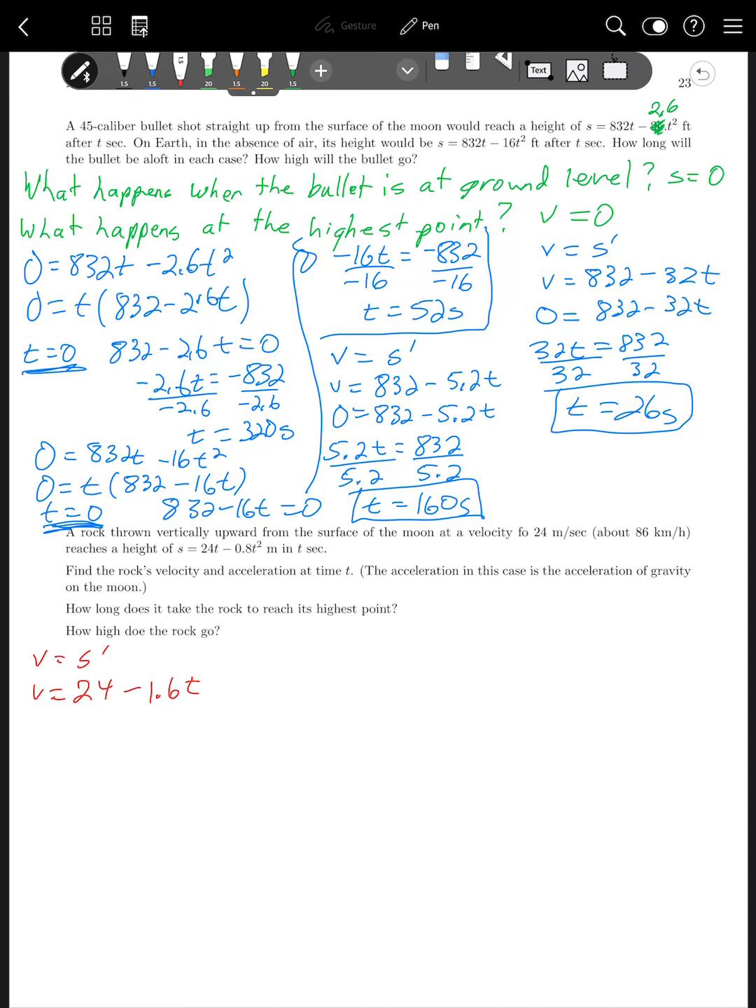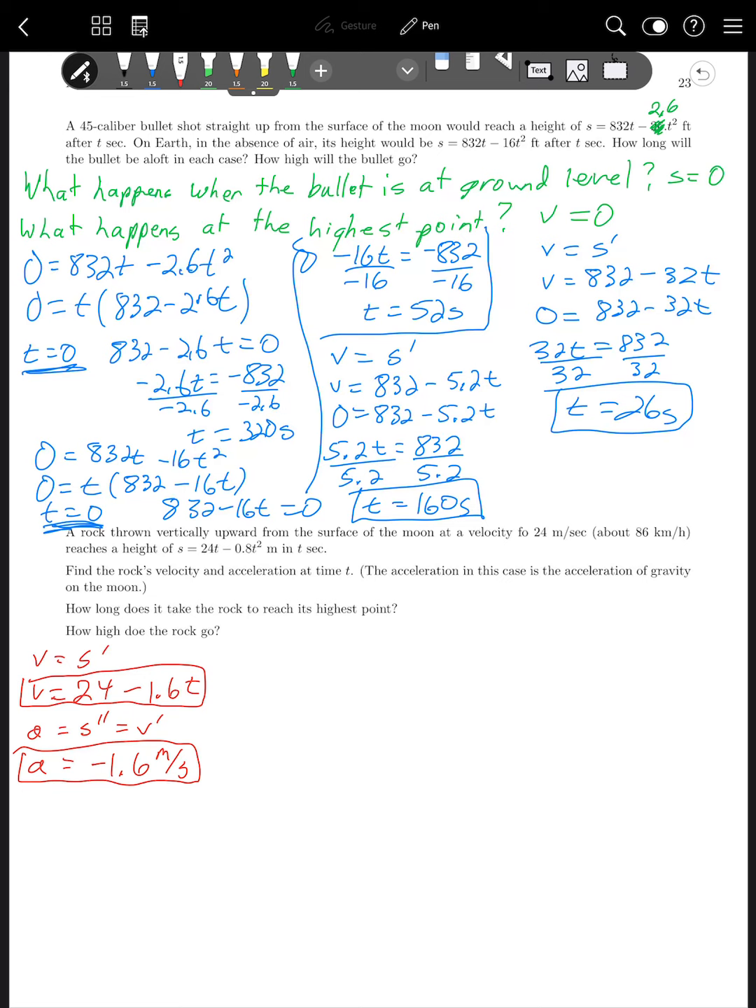Okay. And then the acceleration is equal to the first derivative of velocity, so that would just be negative 1.6. So the acceleration due to gravity on the moon is negative 1.6 meters per second squared, and the velocity at any given point is 24 minus 1.6 times the time of the problem.